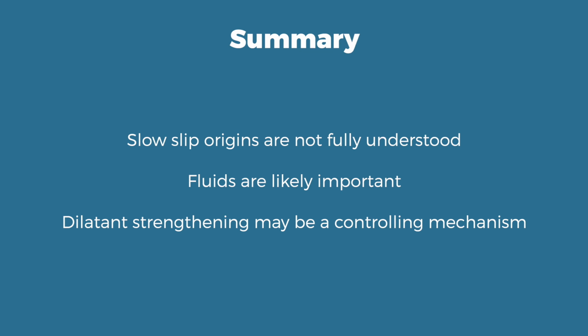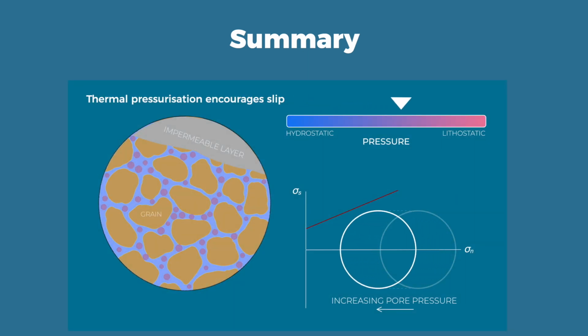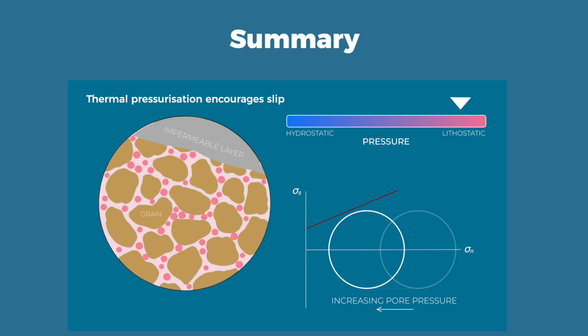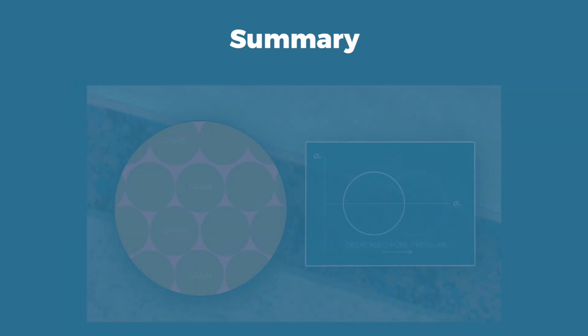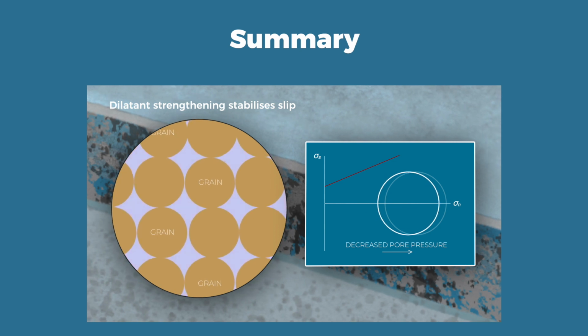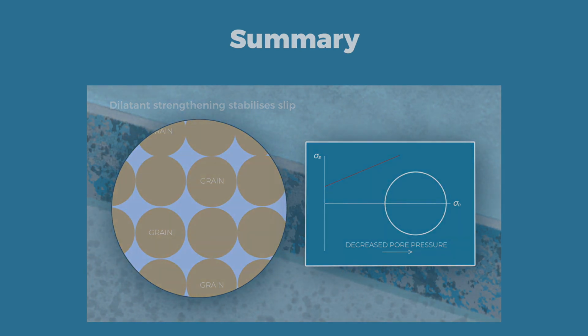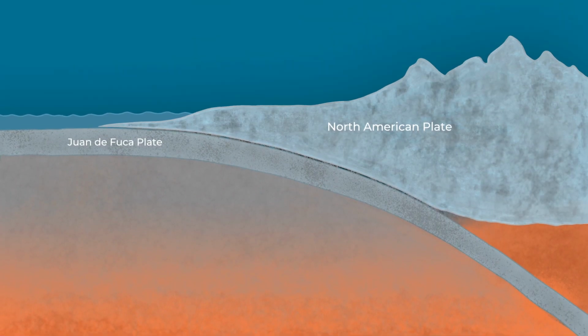There are two mechanisms thought to at least partially influence slow slip. Thermal pressurization increases pore pressure through frictional heating, destabilising slip. However, more often in Cascadia, dilatant strengthening acts to reduce pore pressure through the dilation of pores, stabilising fault slip. With increased knowledge on quasi-static slip events, we can begin to understand the extent of stress transfer onto the locked megathrust.